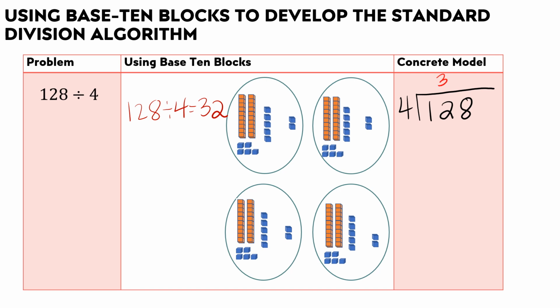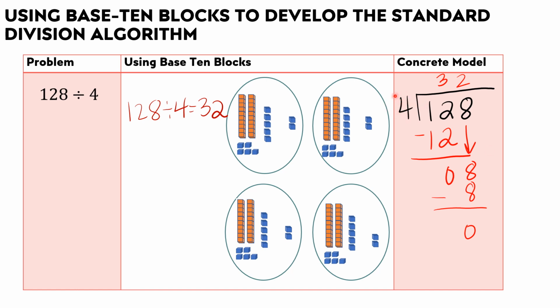Now we're going to multiply. 3 times 4 is 12. We're going to subtract. 12 minus 12 is 0. Then we drop down the 8, and we'll repeat. 4 goes into 8 how many times? Goes in exactly 2 times. 2 times 4 is 8. Subtract again. That gives us a remainder of 0. All right, so just a reminder, let me switch over to my laser pointer.